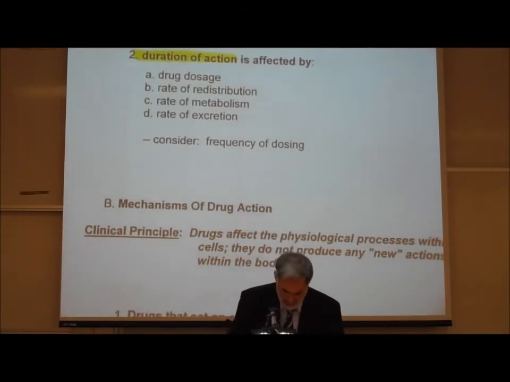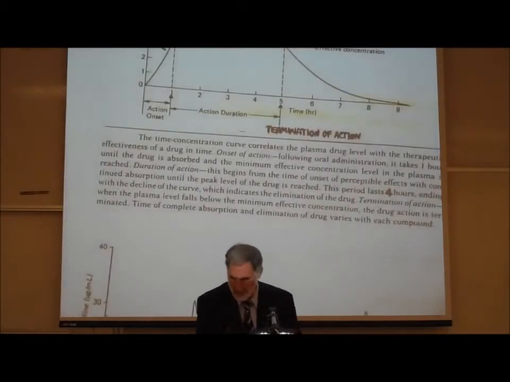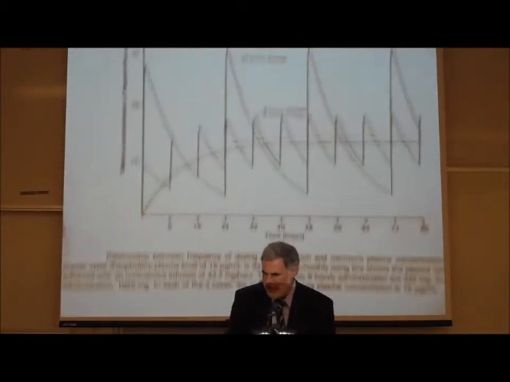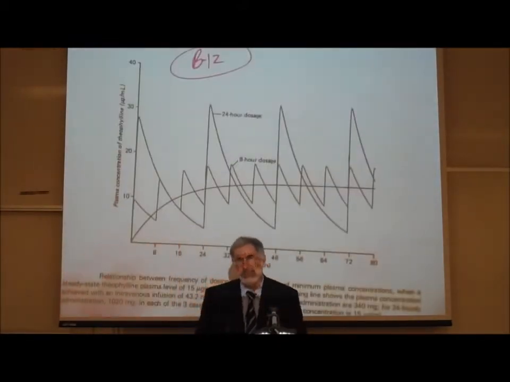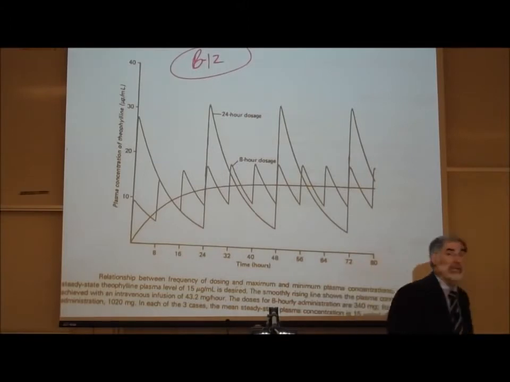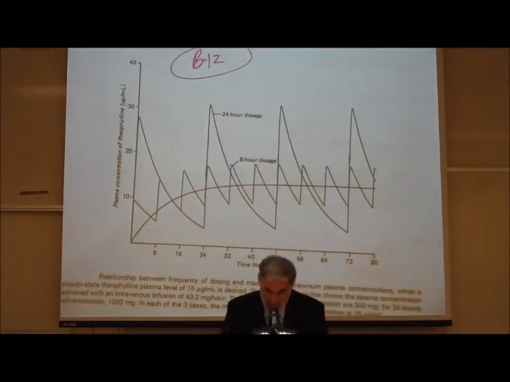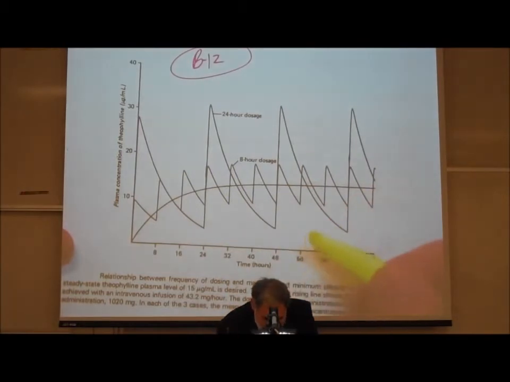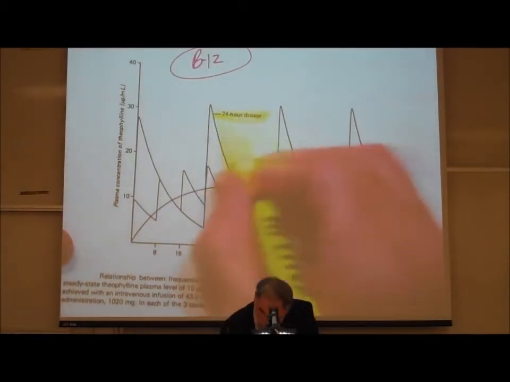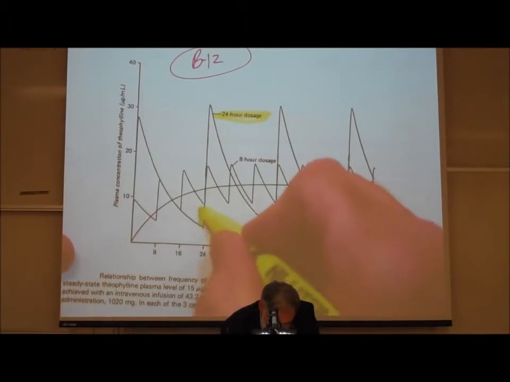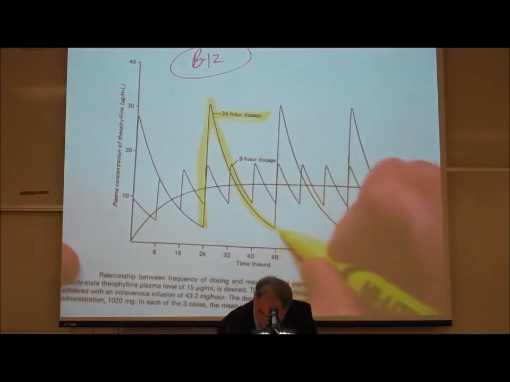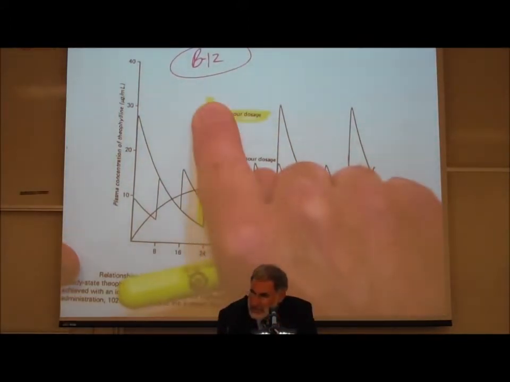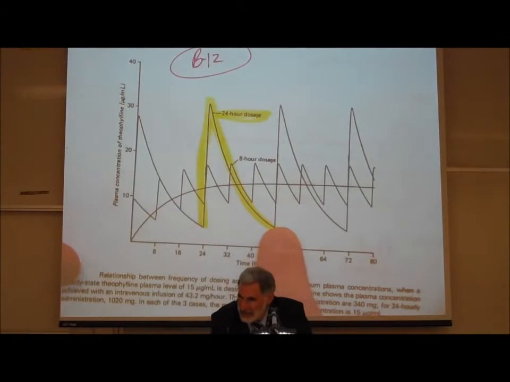As far as the frequency of dosing, what does that mean? Take a look at page B12 for a moment. On the bottom of B12, all right, so we might say, what's this showing? What's the difference between taking a drug more frequently or less frequently? So let's say that you took a drug once a day. So this is labeled 24-hour dosage. So we can give a high dose of the drug once a day, and then the level falls. Right? The drug is absorbed, and then the level of drug in the bloodstream goes down.